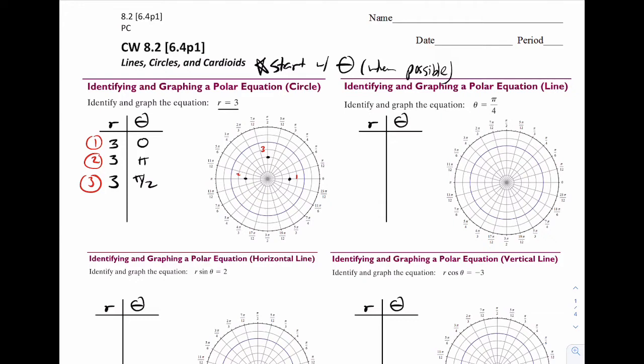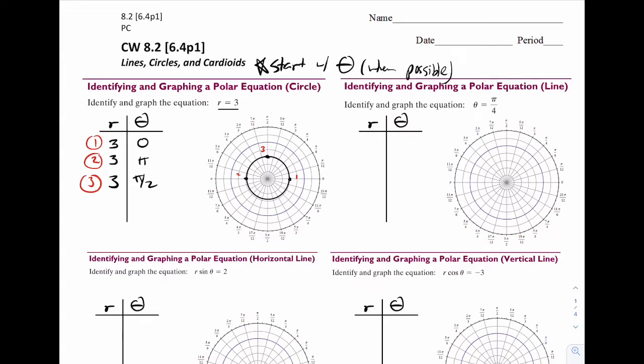And now all we're going to do is draw a circle right there. And there it is. There's our first polar graph. It's a nice circle. Let's go to our next one.